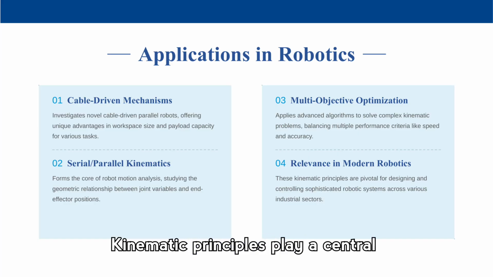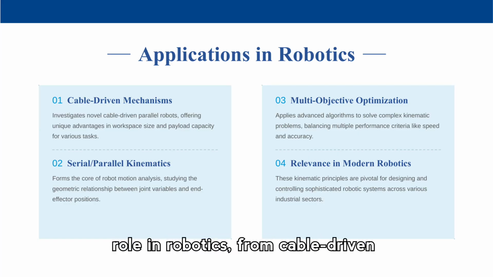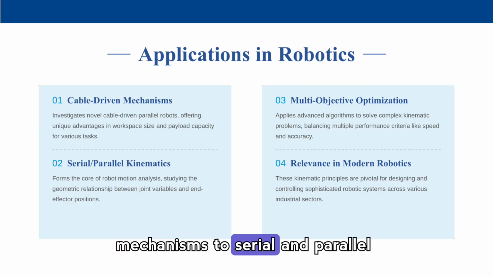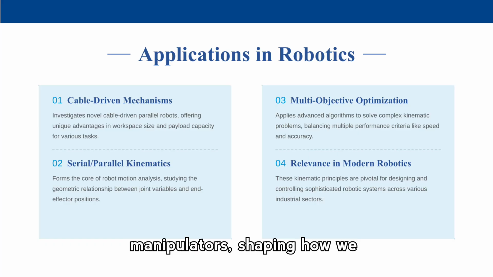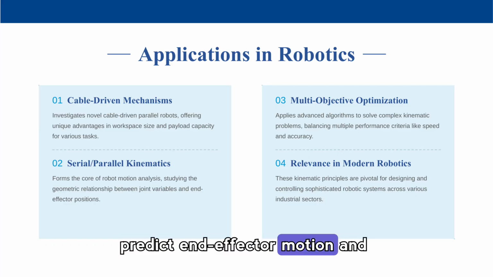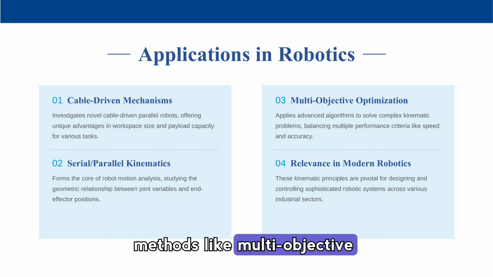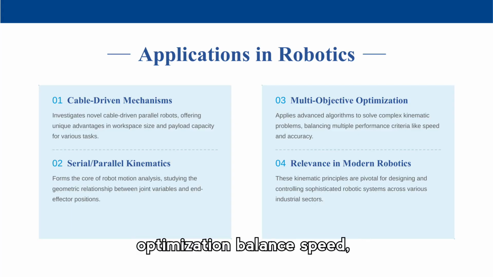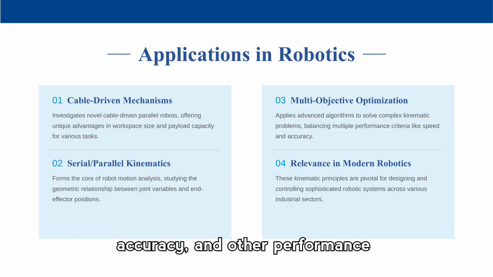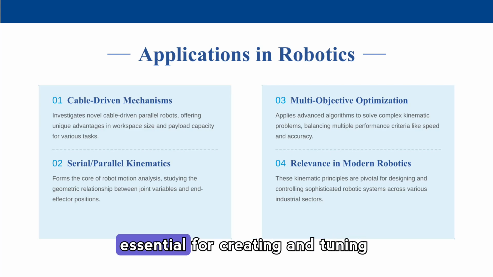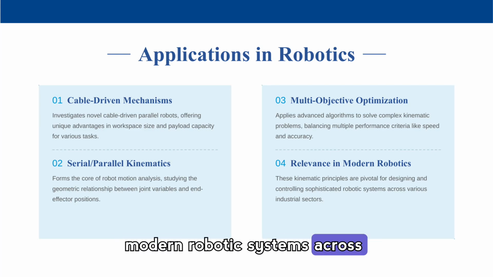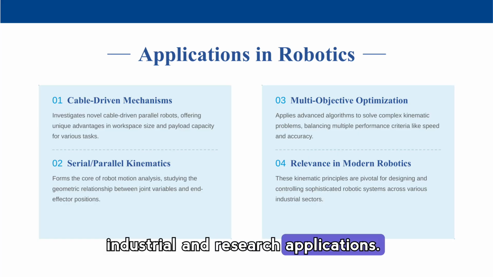Kinematic principles play a central role in robotics, from cable-driven mechanisms to serial and parallel manipulators, shaping how we predict end effector motion and design control strategies. Advanced methods like multi-objective optimization balance speed, accuracy, and other performance criteria, and these concepts are essential for creating and tuning modern robotic systems across industrial and research applications.